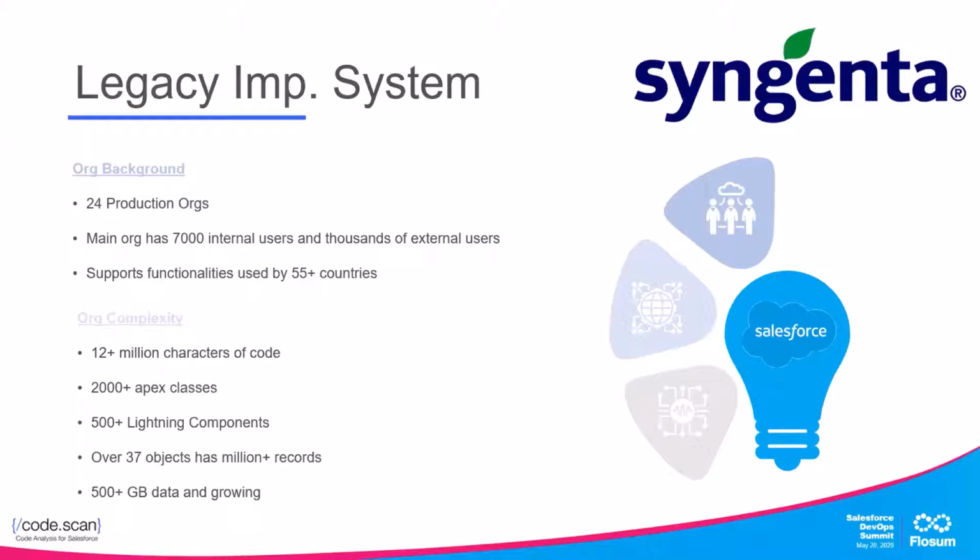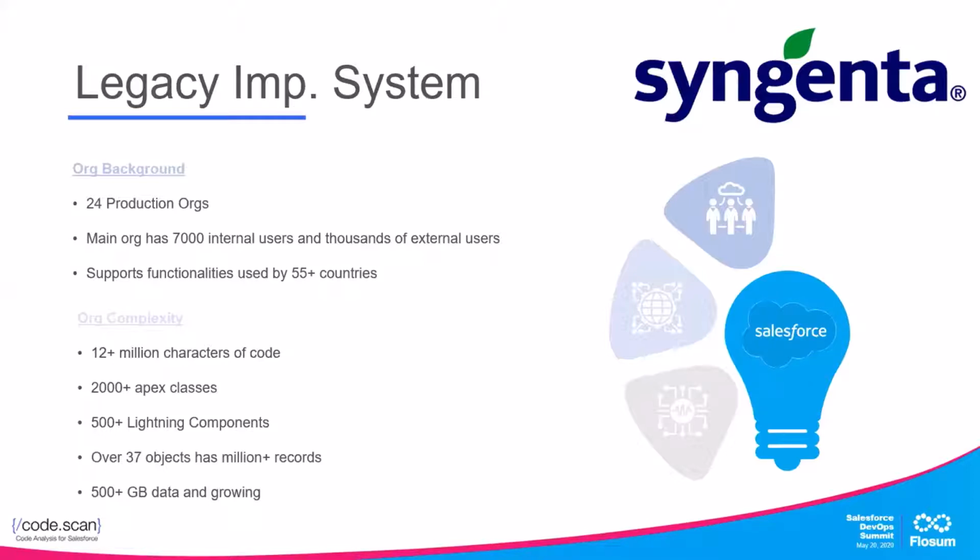Talking about the current complexity, today we stand at 12 plus million characters of code, more than 2,000 Apex classes, and 500 plus Lightning components. This includes both Aura components and Lightning Web Components. We also have more than 37 objects that have million plus records. Out of them, at least 6 objects have double-digit million records, and 1 object has triple-digit million records. The last time I checked, a couple of months ago, it was at 130 million records. As far as data size, we recently hit 500 plus gigabytes, and we are still growing.